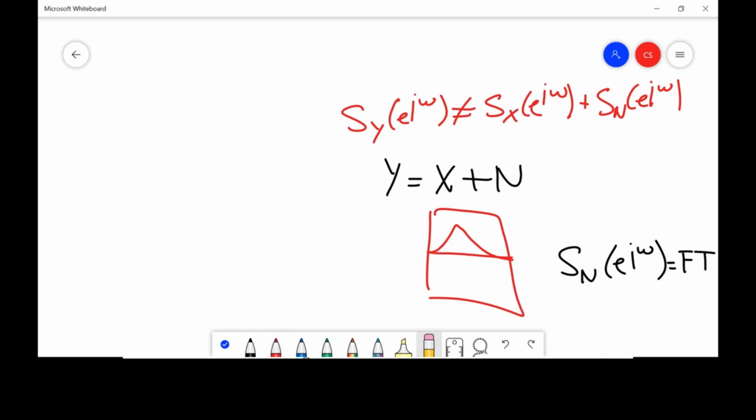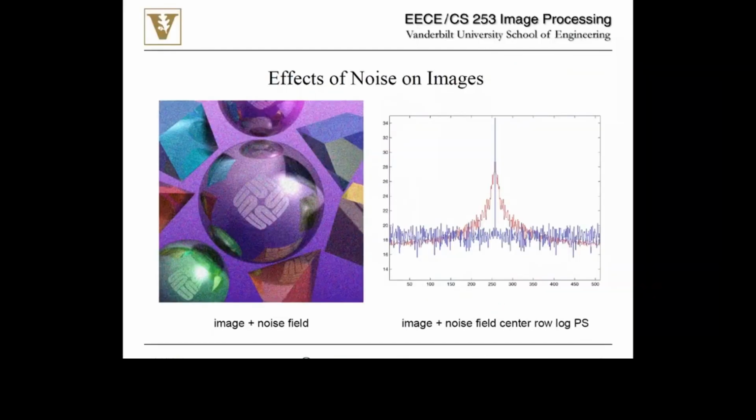But if X and N are independent, then the spectra add. This is only if X is independent of N. Then the spectrum of the output is the addition of the two. But in general, it is not true. It depends on the relationship between them.